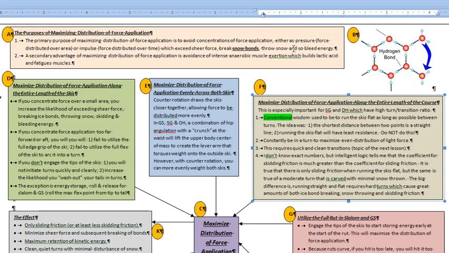Making your ski slow. Now a secondary advantage of maximizing distribution of force application is to avoid intense anaerobic muscle exertion that can build lactic acid and fatigue muscles. It's also inefficient in utilization of ATP.